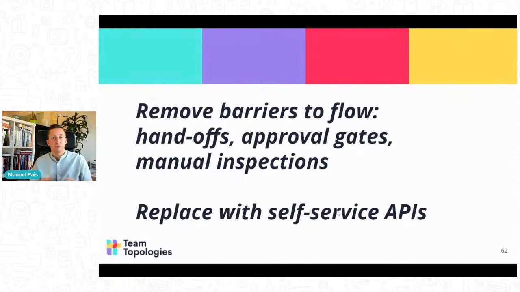We want to remove all kinds of barriers to fast flow, handoffs, approval gates, manual inspections, this type of thing, and replace them with self-service APIs. At least if we want to achieve fast flow, if we want to really have business agility.